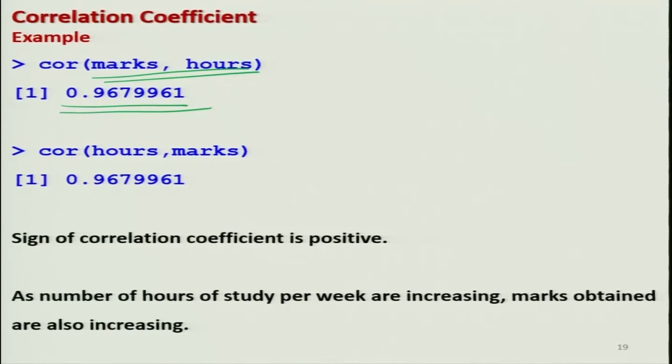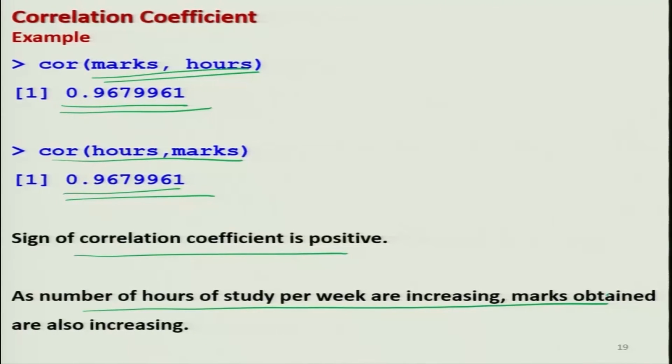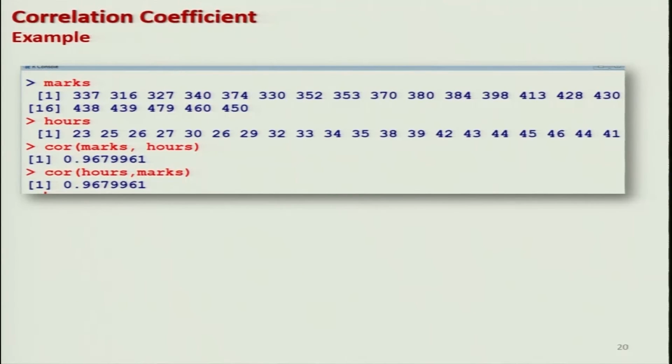And if you reverse the roles of the variables, that means you find the correlation between hours and marks, you can see that it is the same, because we know that the correlation between x and y is the same as the correlation between y and x, and the sign of the correlation is positive. So, we can conclude that as the number of hours of study increases, the marks obtained by the students also increase, and that is according to our experience also. This is what we believe. And here is the screenshot of the same operation.